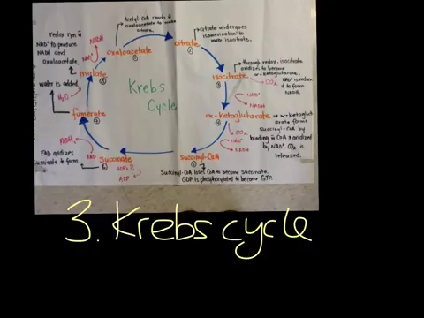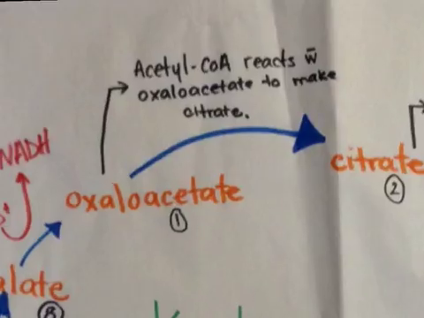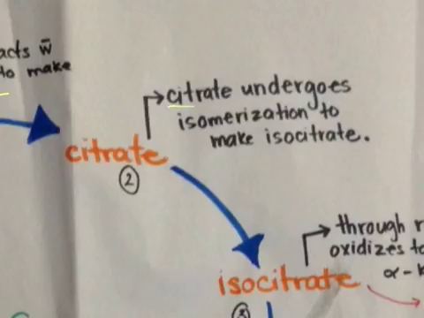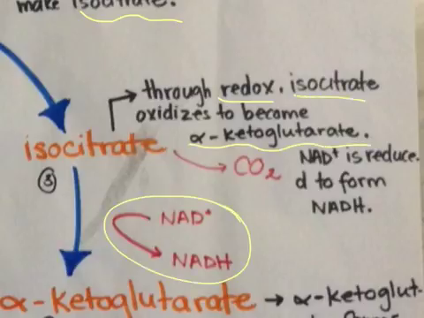Krebs cycle! The Krebs cycle is the third stage of cellular respiration and is also known as the citric acid cycle. The Krebs cycle occurs in the matrix of the mitochondrion, and the first step is acetyl-CoA reacts with oxaloacetate to form citrate by removing the CoA. Citrate undergoes isomerization to become isocitrate. Through a redox reaction, isocitrate becomes alpha-ketoglutarate by oxidation, and NAD+ is reduced to form NADH.